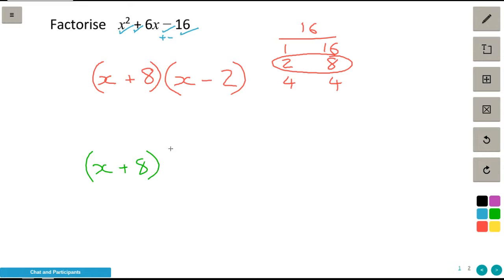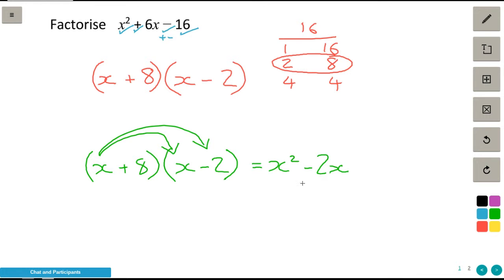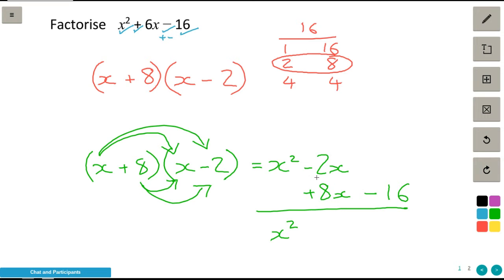So we've got the x plus 8 multiplied by the x minus 2. And if we expand this out, we'll do x multiplied by x. First of all, will give us x squared. Then we'll do the x multiplied by that minus 2 will give us minus 2x. Then we'll do 8 multiplied by x will give us plus 8x. And then finally we'll do 8 multiplied by minus 2, which will be minus 16. And collecting our like terms, we've got x squared minus 2 plus 8. That gives us our plus 6x. And then minus 16, which is what we were looking for.